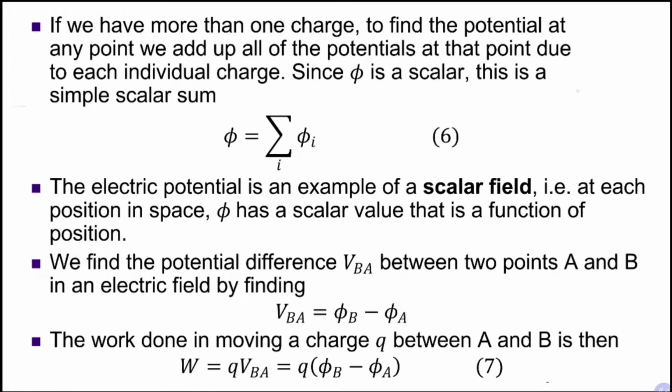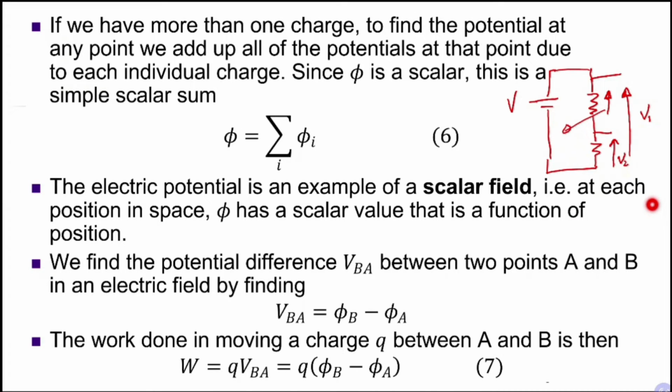Like your circuits, to work out the potential drop over this resistance, you can work out what is the potential at this point here and what is the potential at this point here. We call it V1, V2, and this potential is just the difference between those two potentials.